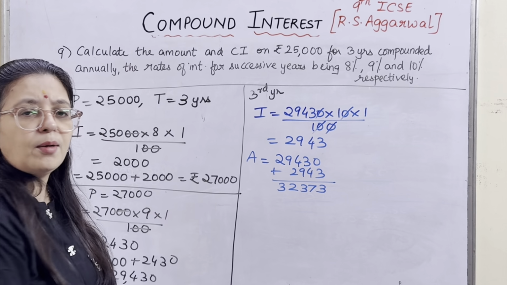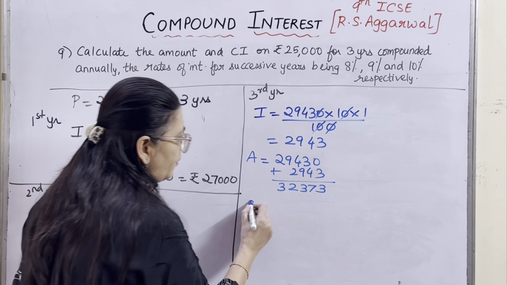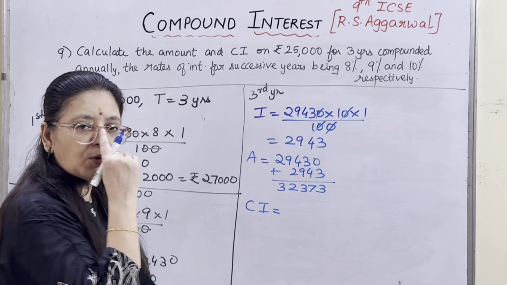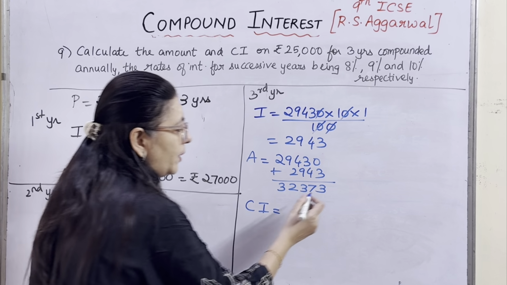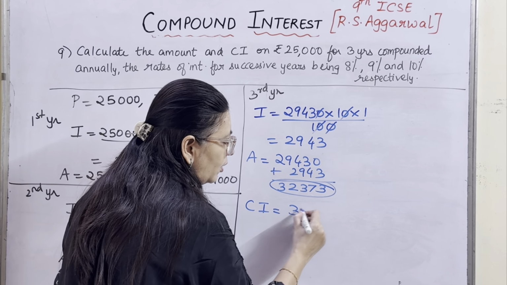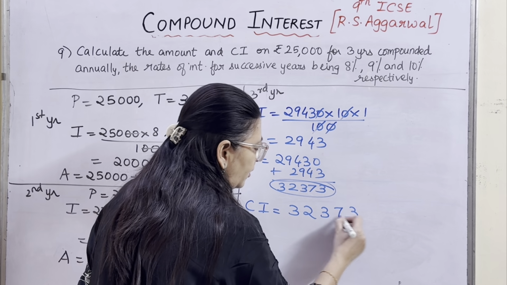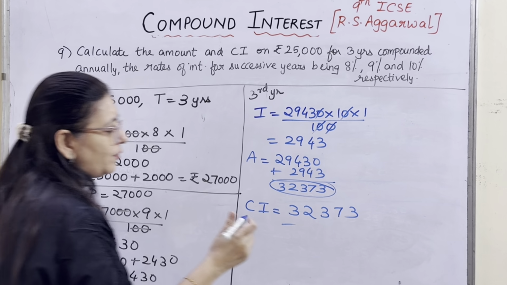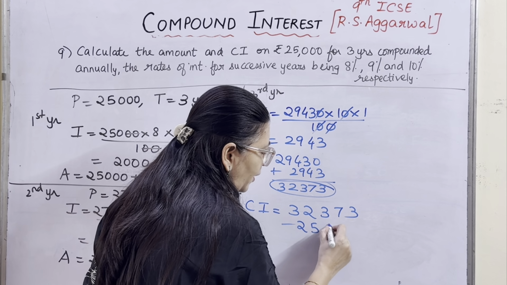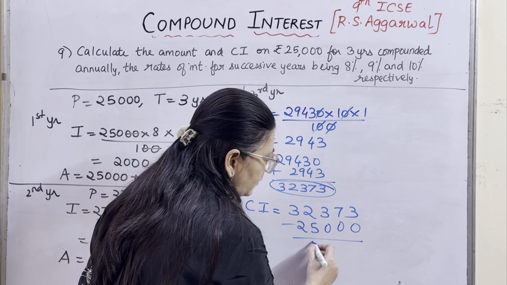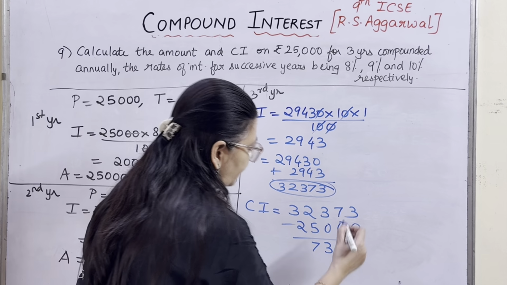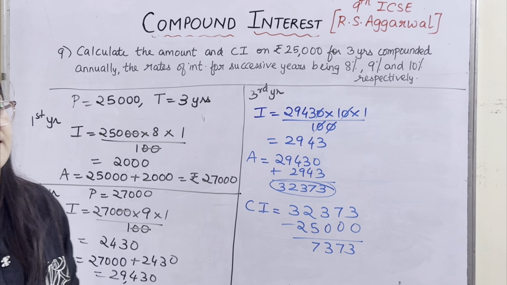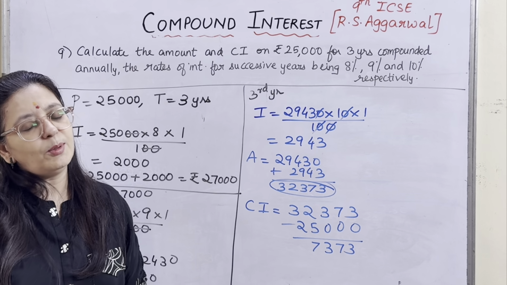You have to find the compound interest. So a simple way to find compound interest, you know, it is amount minus principal. So amount you will take as 32,373 minus what was the initial principal? It was 25,000. So subtract 25,000. So the answer is 7,373. That is the compound interest at the end of the third year. Okay, come on, let's go to the next one.